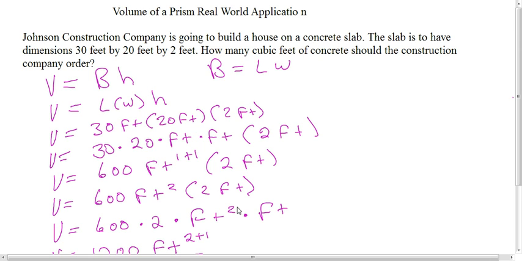So let's take a real world application that we had for homework the other day on volume of a prism. We'll work a couple of these and make sure we have a pretty good insight to what we're doing. Johnson Construction Company is going to build a house on a concrete slab. The slab is to have dimensions of 30 feet by 20 feet by 2 feet. What we need to find out is how many cubic feet of concrete the construction company should order.